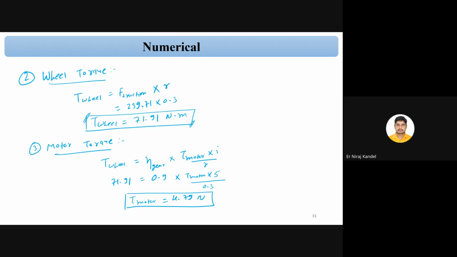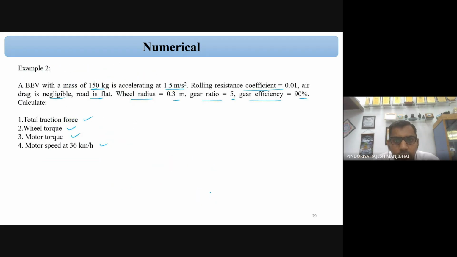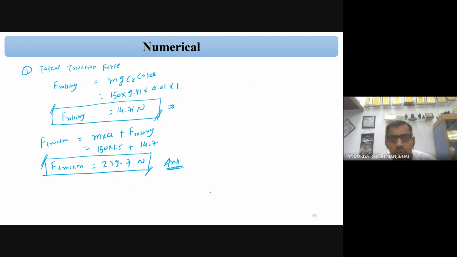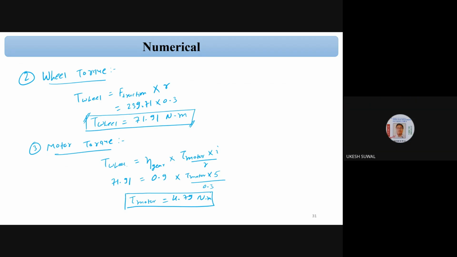Sir, why is the torque of the motor less than the torque of the wheel? I think the motor torque must be larger than the torque of the wheel. Yes, maybe because of the losses, I don't know. But obviously the motor torque should be more compared to the wheel torque. But what about the gear ratio? The gear ratio is 5. Yes, sir, as the gear increases, torque decreases.